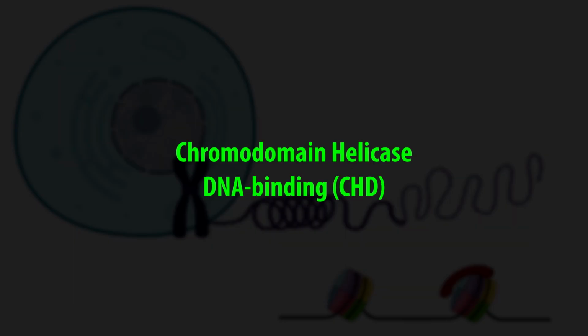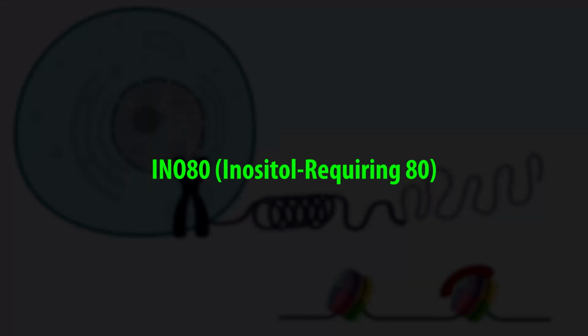Third is the chromodomain helicase DNA binding, or the CHD. The CHD family, characterized by chromodomains that bind methylated histones, includes complexes like CHD1 and Mi-2, which are involved in transcriptional regulation. The fourth one is the INO80, which is the inositol requiring 80.